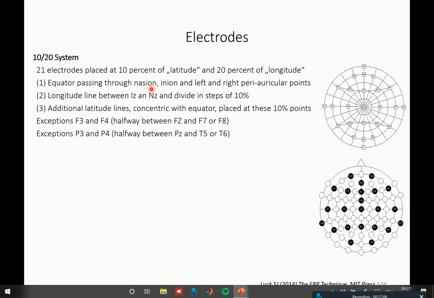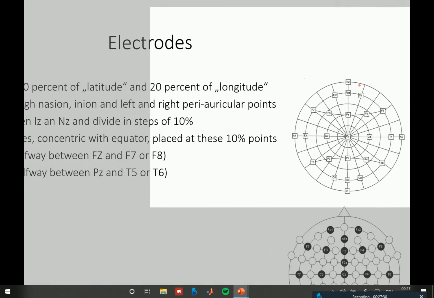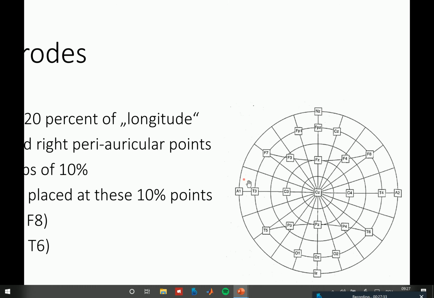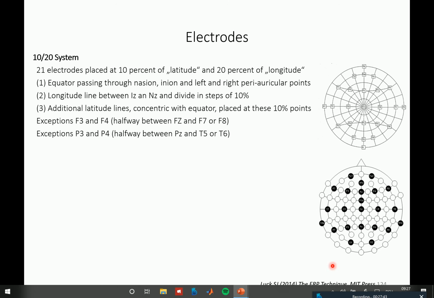And then the idea is that you form an equator, basically this circle through the periauricular points and these points at the front and the back. And so these are then the equator points that define this circle. So here a little bit bigger. So here you have the nasion, here you have the periauricular point 1, periauricular point 2, and here you have the inion. So that's an equator.